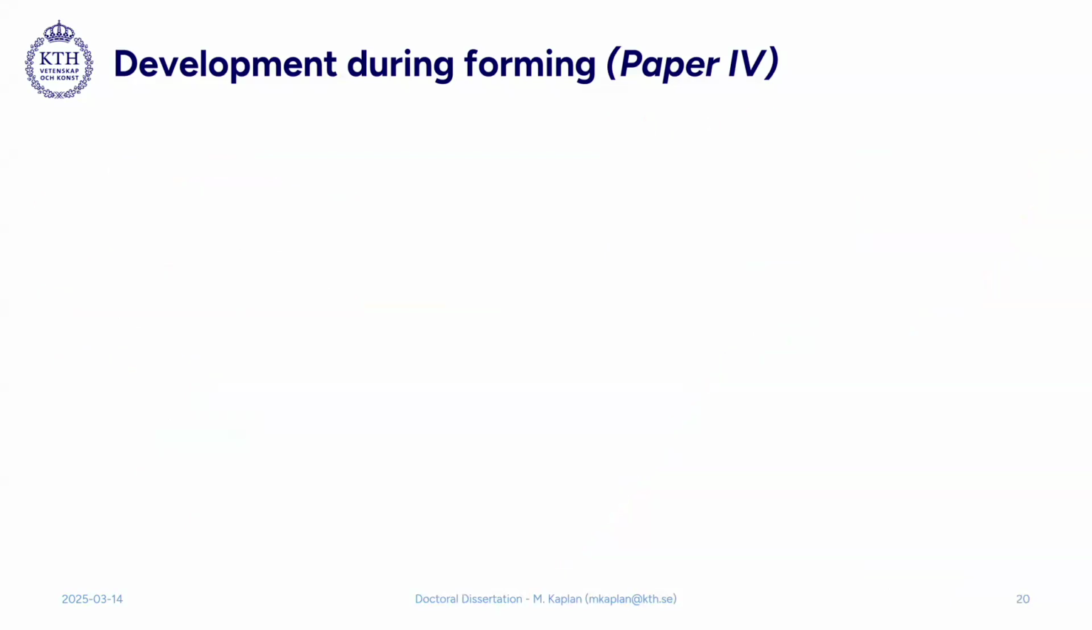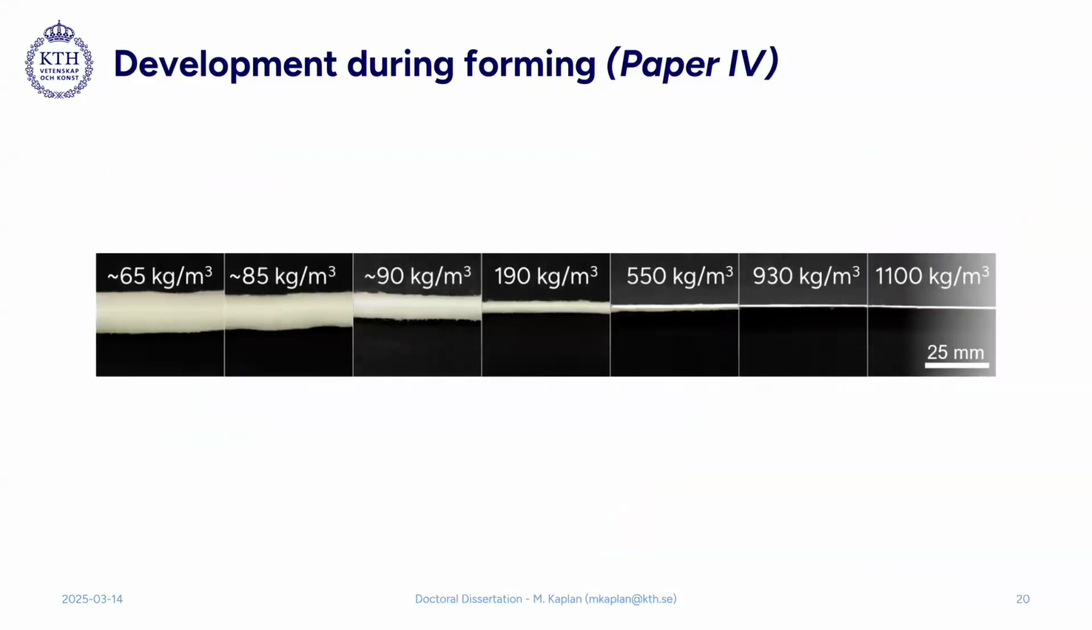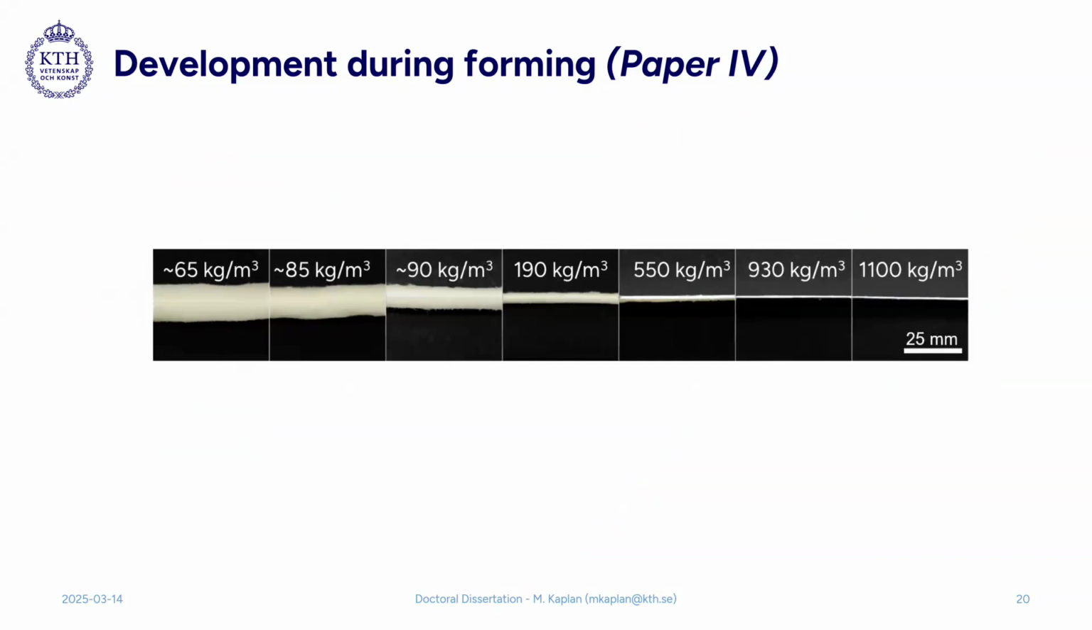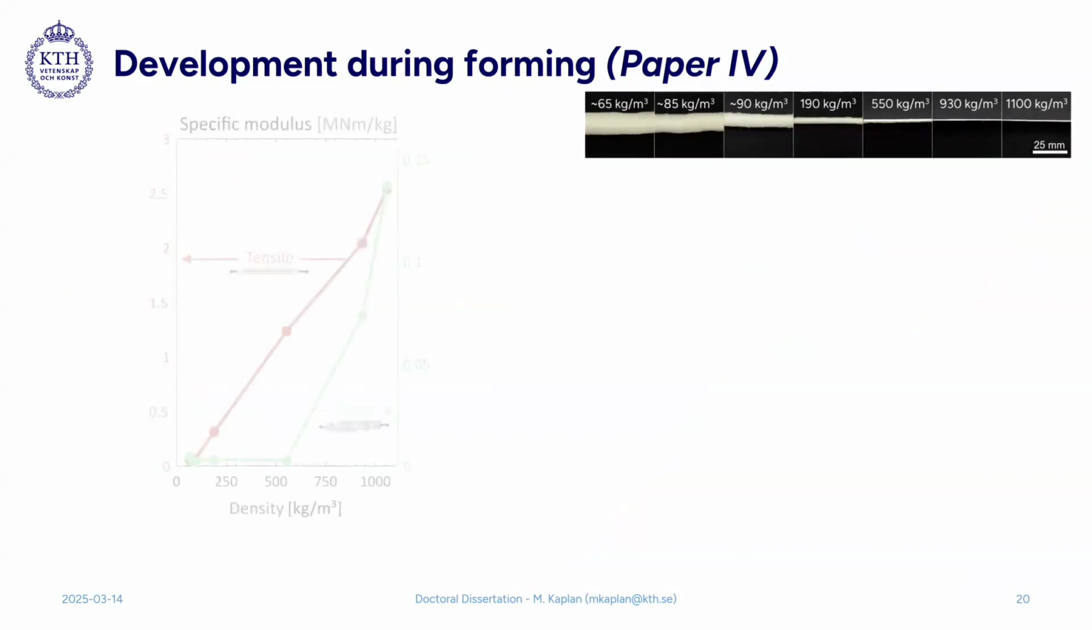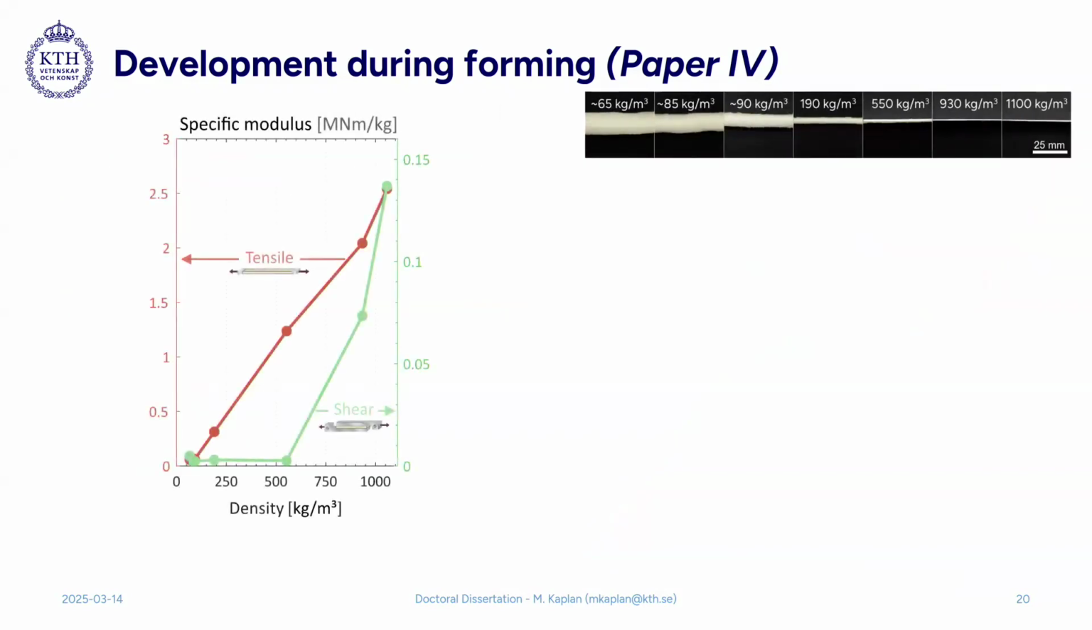So the materials that we tested were in a broad range of densities, from very sparse, fluffy pads up to highly consolidated networks. And I will show you a selection of the results. This is the specific modulus for both shear and tension. I want to show you two interesting things about these curves, and we're looking mostly at the trends. The numbers are not the most interesting part here.